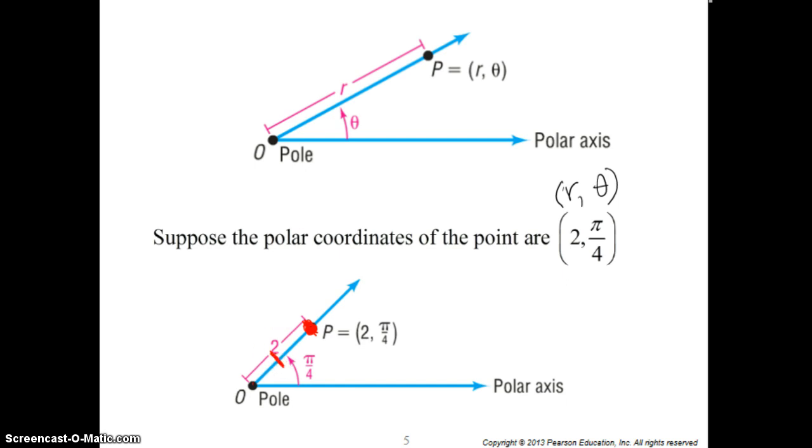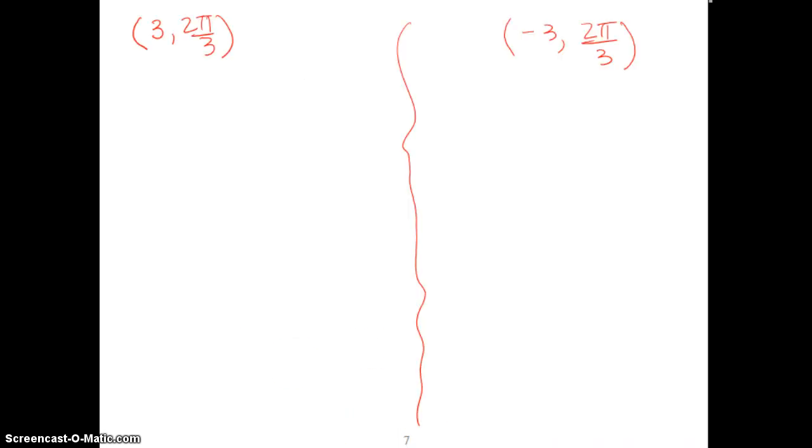Okay, so, for example, if you're asked to plot the point -3, that's a really bad one. Hold on. Okay, so I'll fix this a little bit. First I want to show you how we would plot the point 3, 2 pi over 3, and then I'll explain how you would plot a point -3, 2 pi over 3.